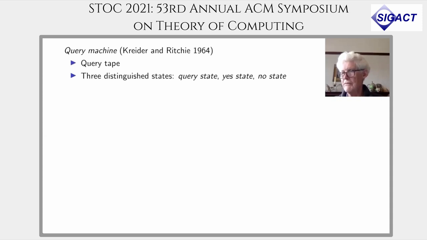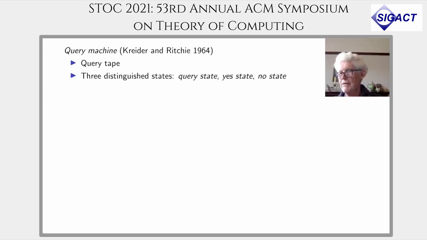If M is a query machine and T is a set of strings, then a T computation of M is a computation of M in which initially M is in the initial state and has an input string W on its input tape. Each time M assumes the query state, there is a string U on the query tape, and the next state of M is the yes state if U is in T, and the no state if U is not in T. We think of an oracle which knows T placing M in the yes state or no state.